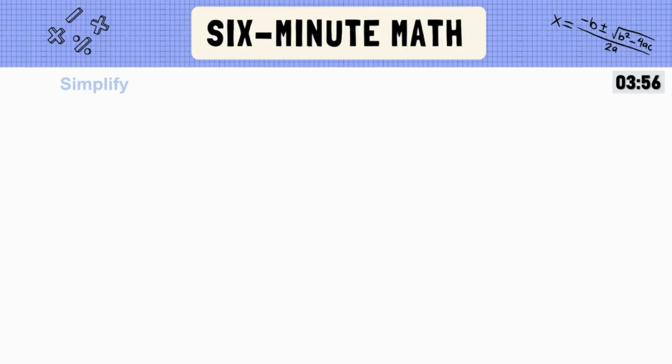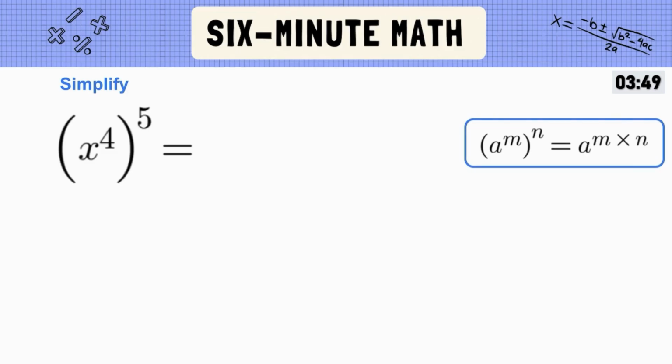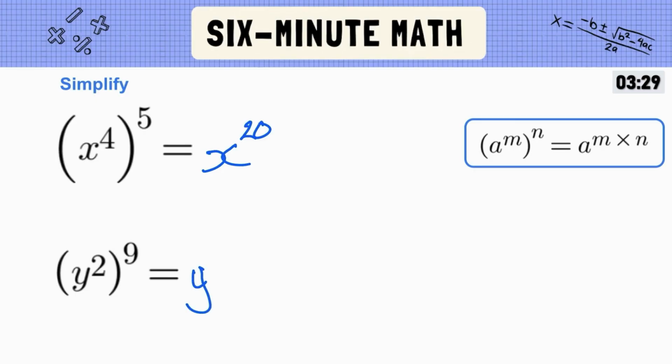Now, what if I were to simplify using variables? I would use my exponent law to understand that I'm always going to keep that base, and I'm going to multiply my exponents together. 4 times 5 is 20. Here I have y squared to the power of 9. Y is going to be my base, and I'm going to multiply 2 times 9 is 18.